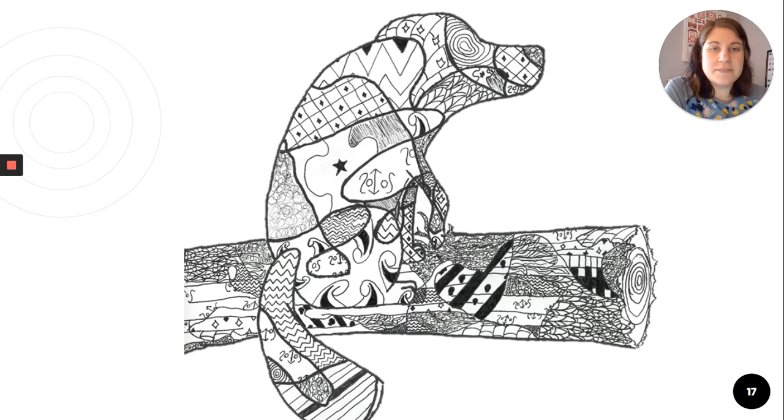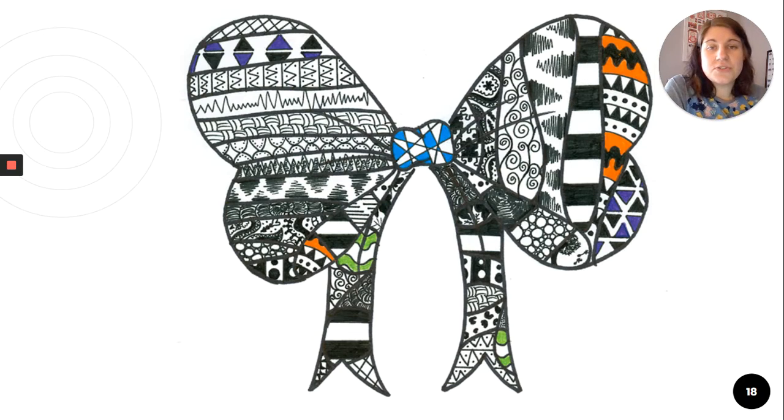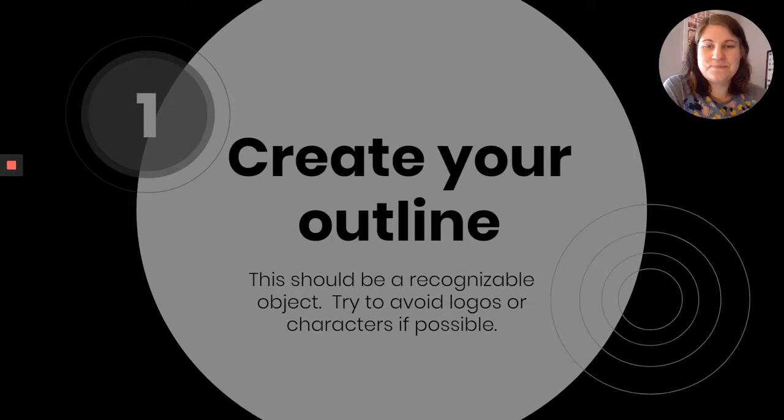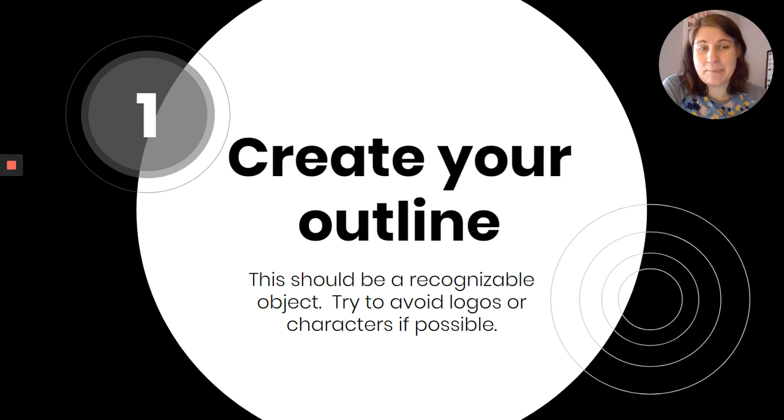This one didn't come from the internet at all. The artist came up with this design on his own, so it's a lot more creative that way. This artist chose to incorporate some color, and that is 100% okay for this project. So the first step, you are going to create your outline. This should be a recognizable object. Try to avoid logos or characters if possible. So think of simple shapes. Well, not really, I mean, yes, simple shapes, but try to make it at least a little complex so it's interesting.